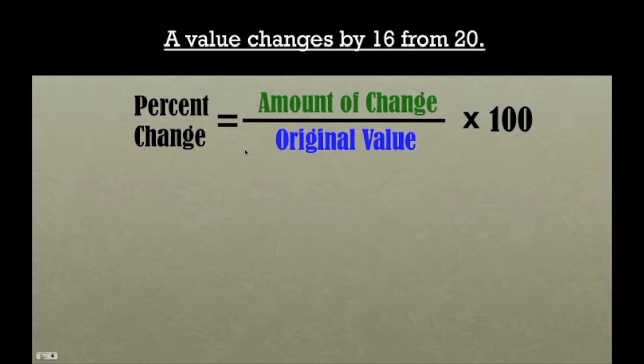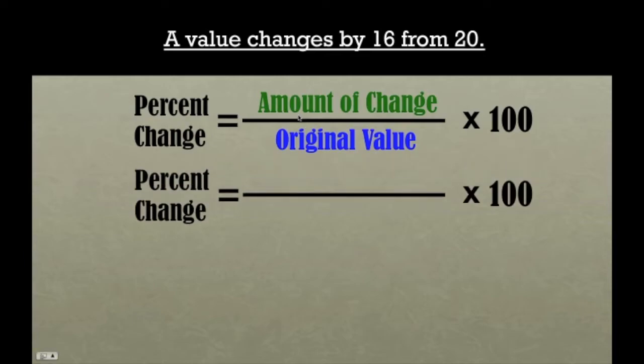Because we have two things. We have the amount of change, how much it changed by, and the original value. Well, what's my amount of change? How much did it change? Well, it changes by 16. So right away, we know that our amount of change is 16. And what was the original value? Well, the original value was 20 because it says that it changed from 20 by 16. So 20 is our original, and we'll plug that in there.